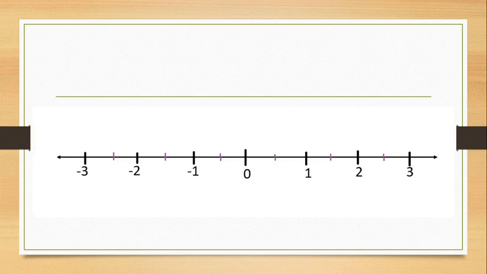Here I have drawn one number line. This side numbers are all positive numbers. I'll write that. Positive numbers. And here to the left side there are negative numbers. And 0 lies in between positive and negative numbers. That means 0 is neutral. 0 does not have any sign. It is at the center of a number line.